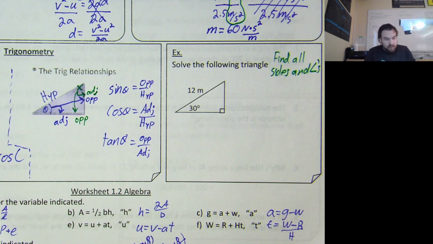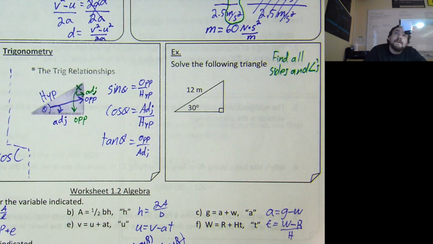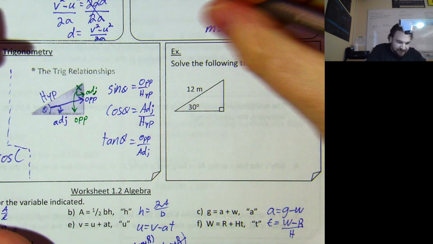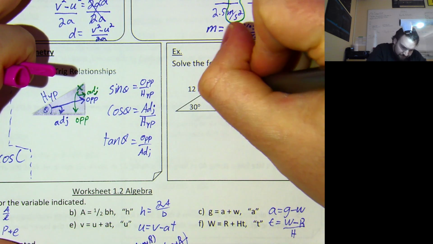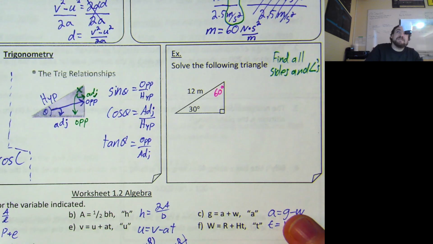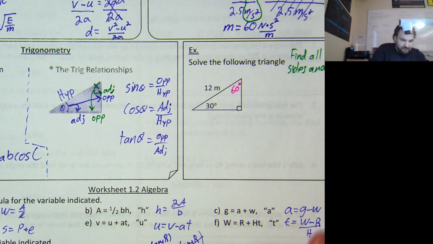Okay, so let's solve it. I don't particularly care what order we do this in. Manuel, you have a thought? Yeah, the missing angle would be 60. The missing angle is 60. Why is the missing angle 60? Ooh, so let's put that other piece of information down here.